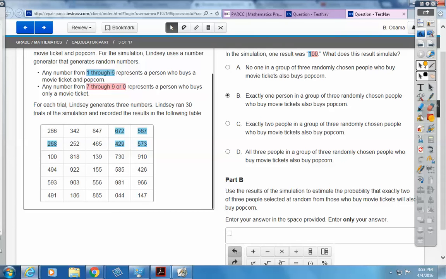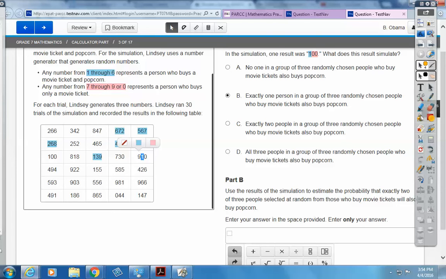1, 0, 0. So it's only 1 popcorn, 2 not popcorns. 8, 1, 8. That's 1 popcorn. 1, 3, 9. That's 2 popcorns. 7, 3, 0. Remember, 0 is no popcorn. So this is only 1 person with popcorn, the 3. 9, 1, 0. 1 is the only one that works.